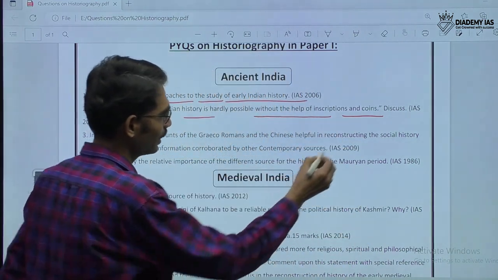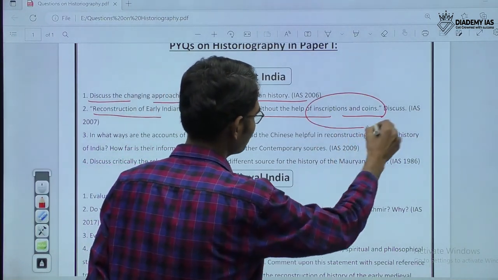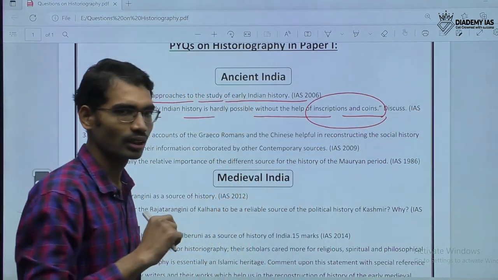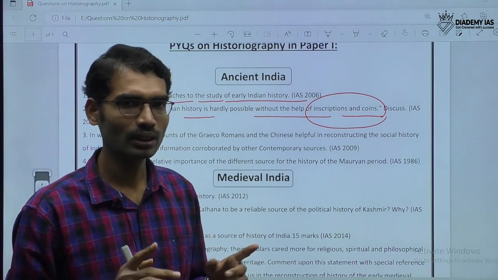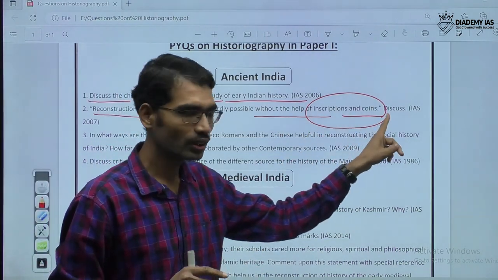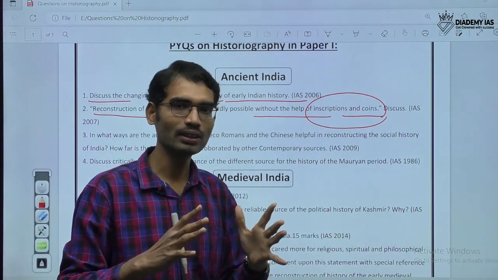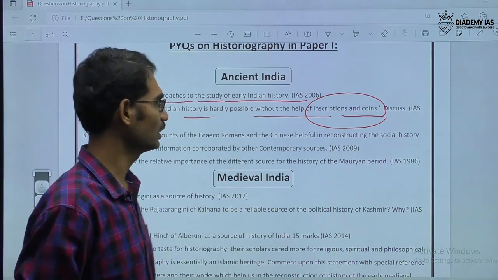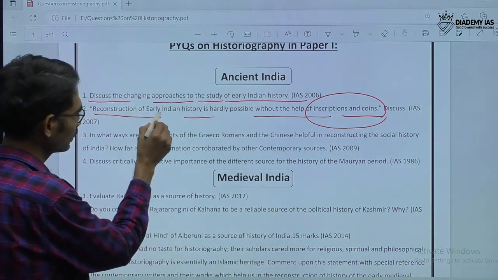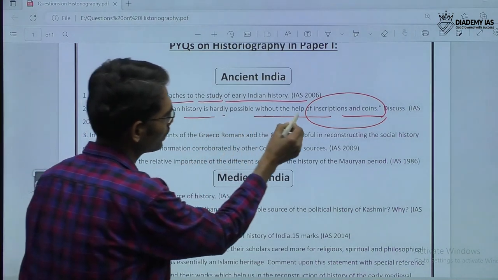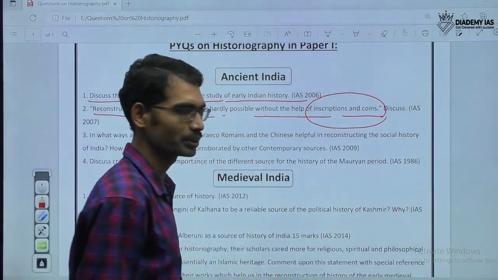Inscriptions and coins come under archaeological sources. So it is saying that not only literary sources are important, but without studying these, we cannot completely get the picture of ancient India. So reconstruction of early Indian history is hardly possible without the help of inscriptions and coins.